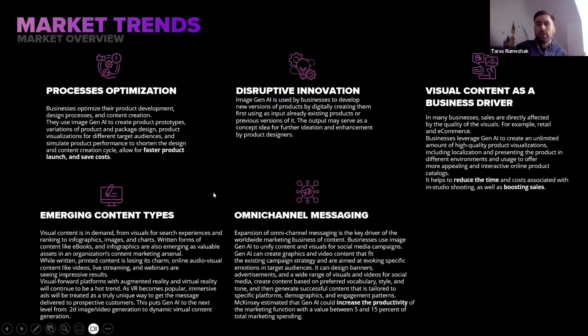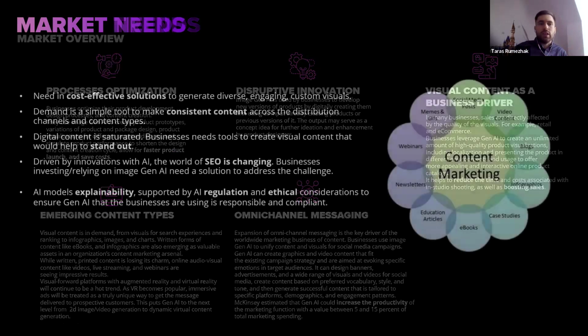There are a lot of disruptive innovations, so new versions of the project, like different inspiration, visual content as well. It's better. Even this slide, it's intentionally a lot of text. It's not visually pleasing, so we need visual content, generate some images as a business driver to increase the success rate, and so on.